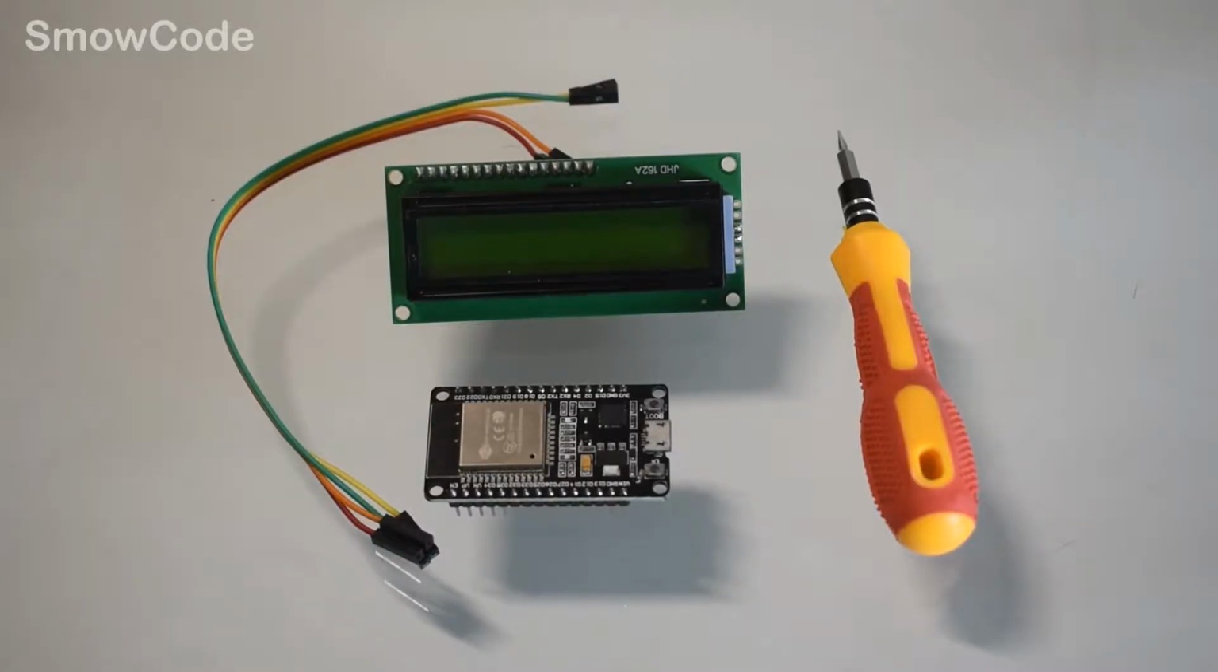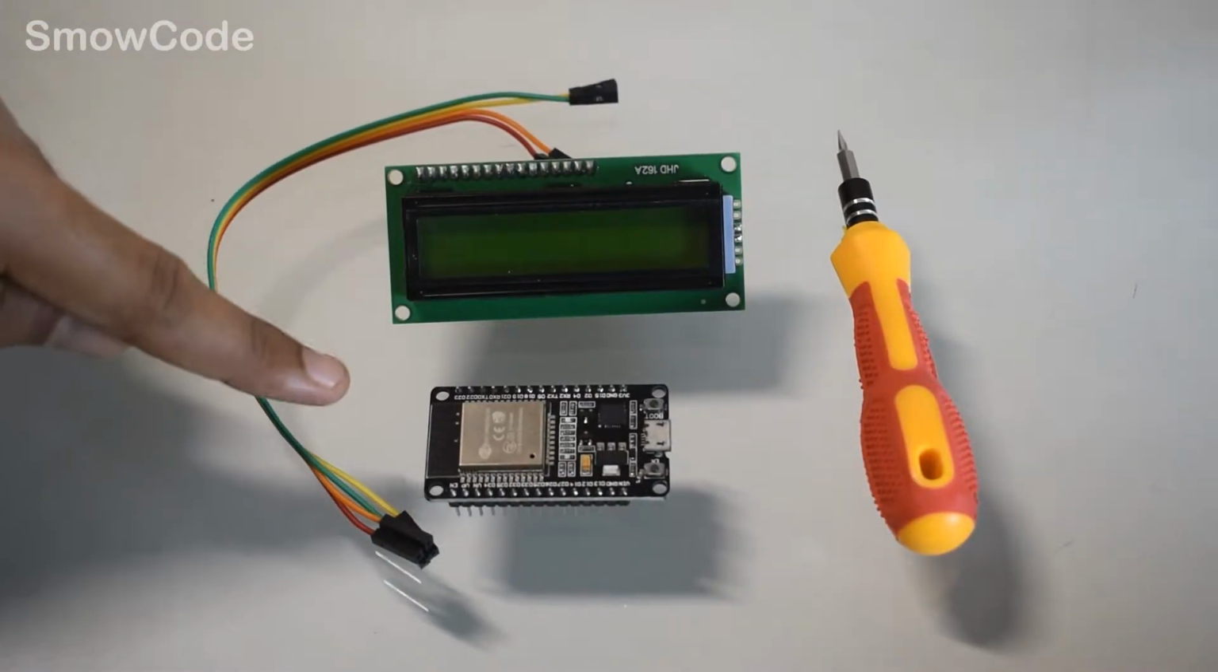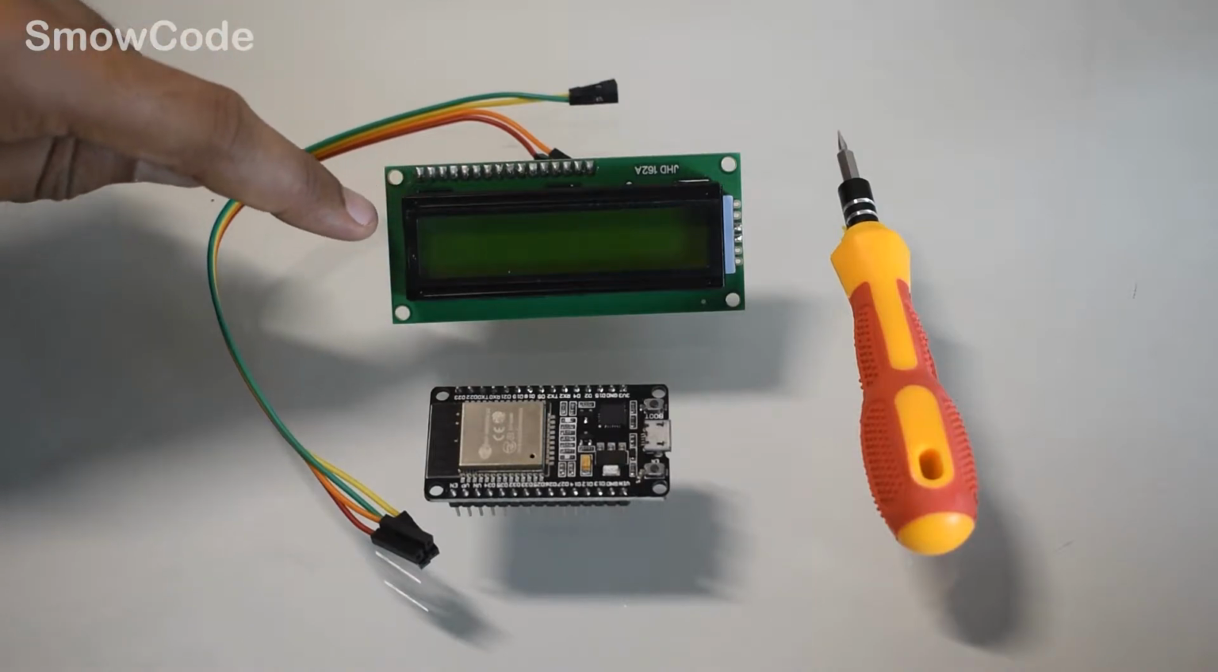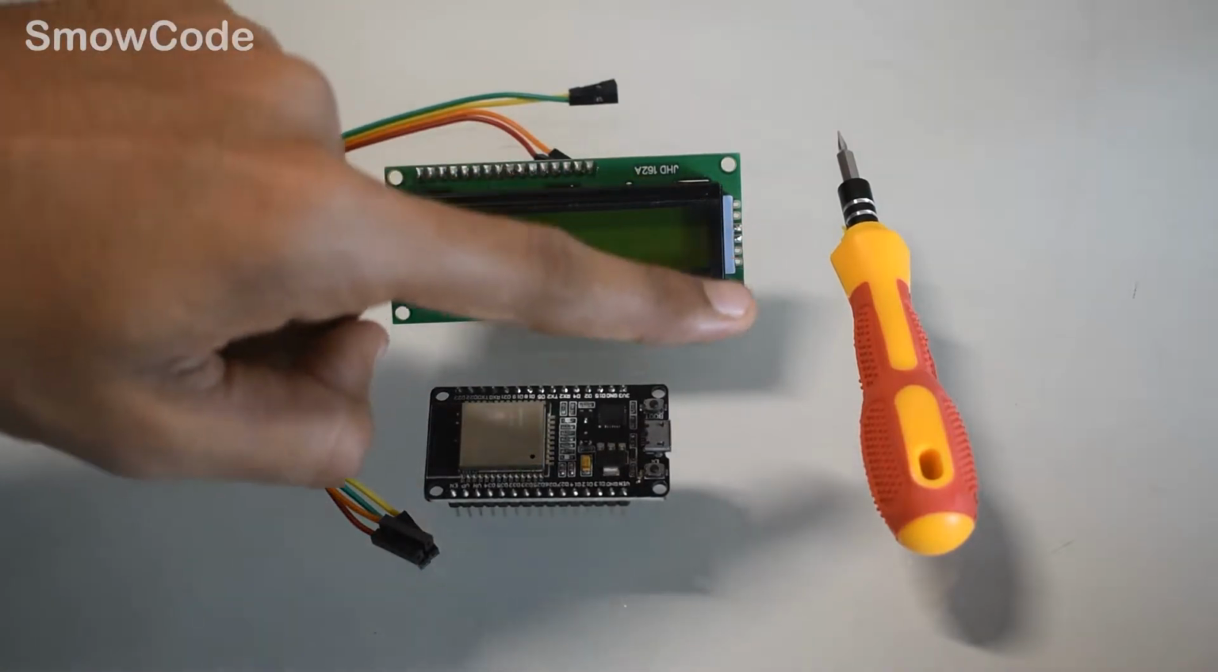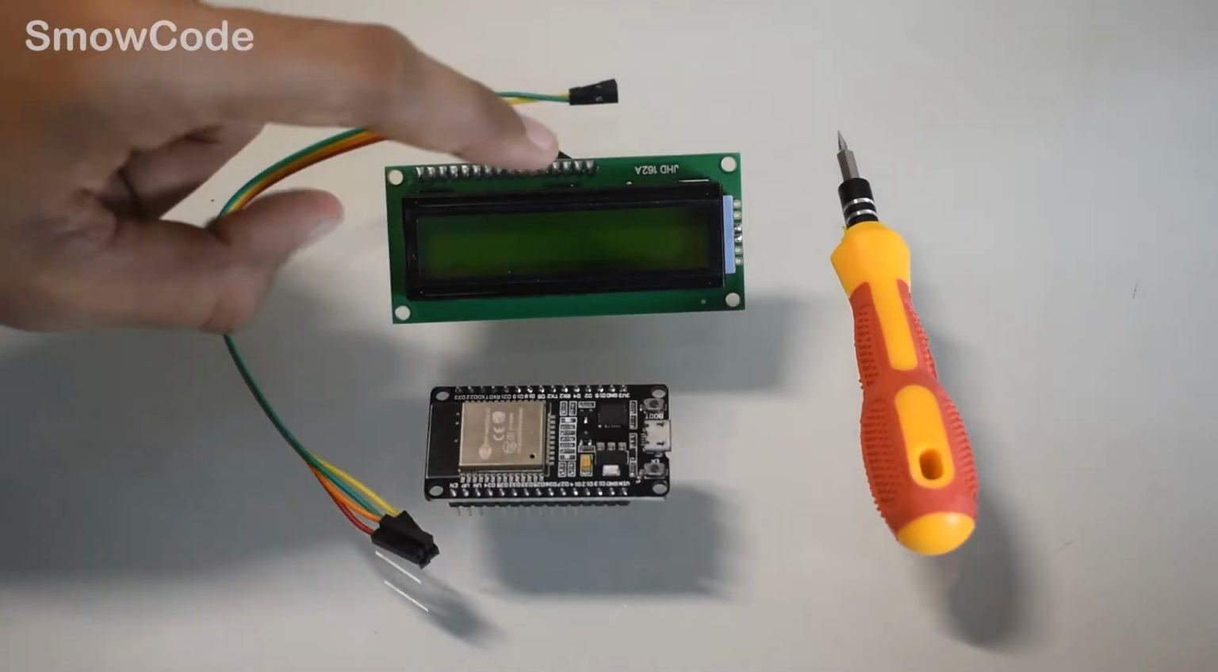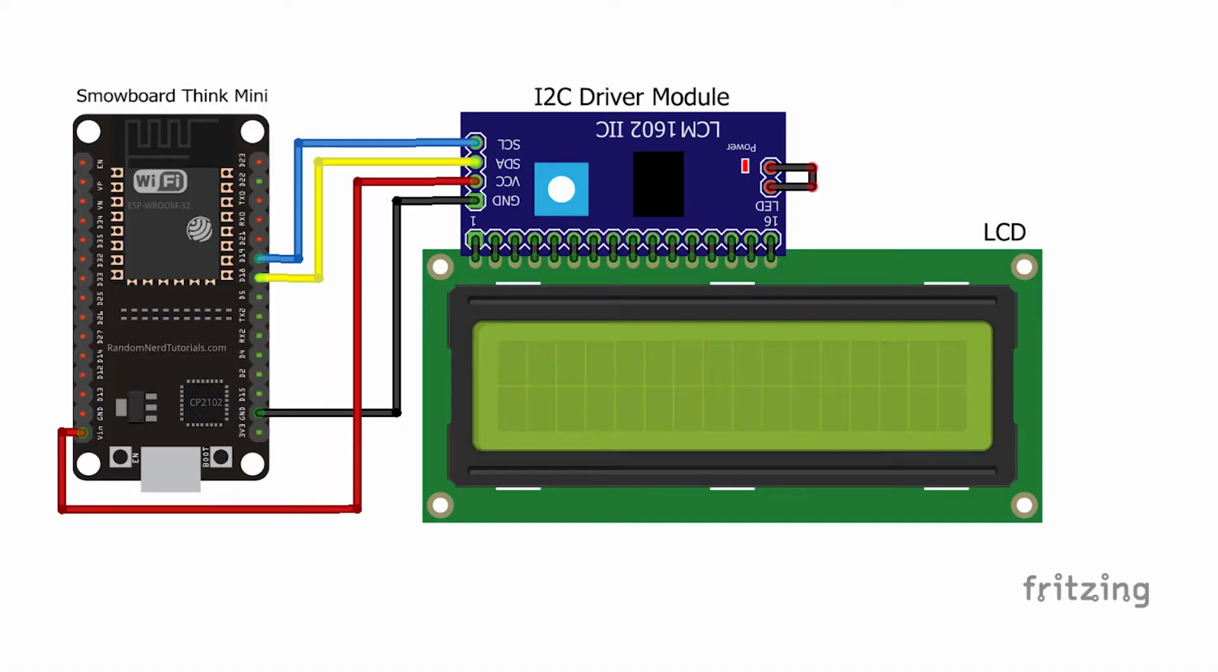Let's start making the circuit. We'll require the Smoboard Think Mini, an LCD display, 4 female to female wires and a small screwdriver to adjust the brightness of the screen. We'll now make this circuit to interface the LCD.